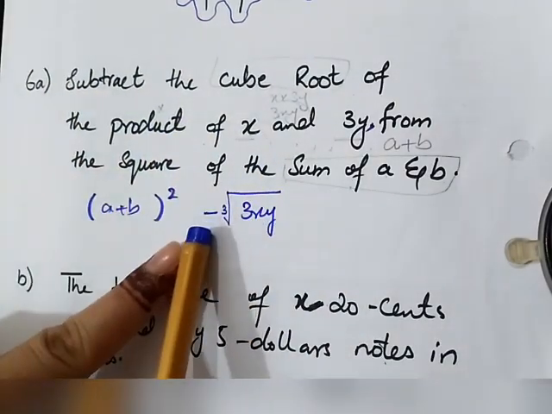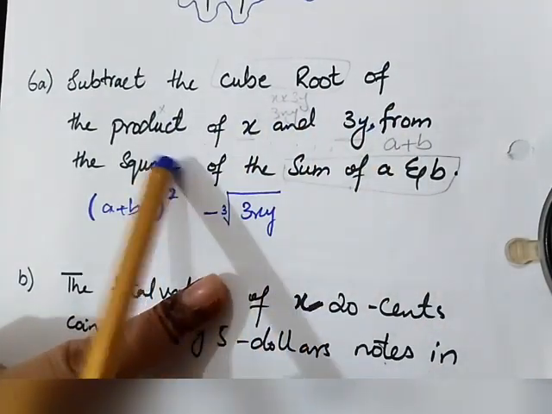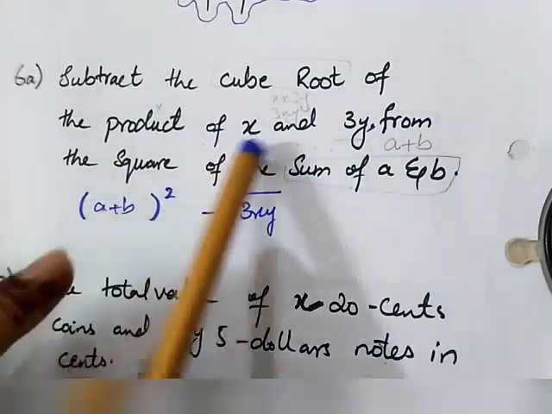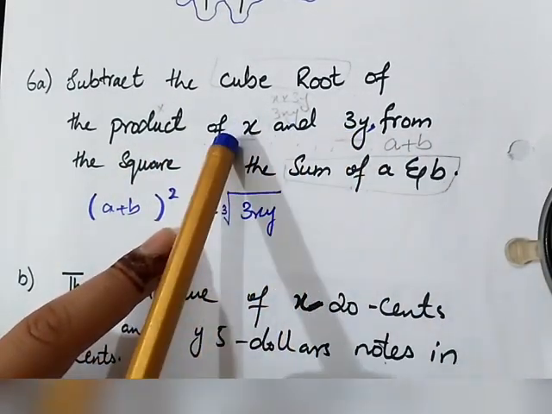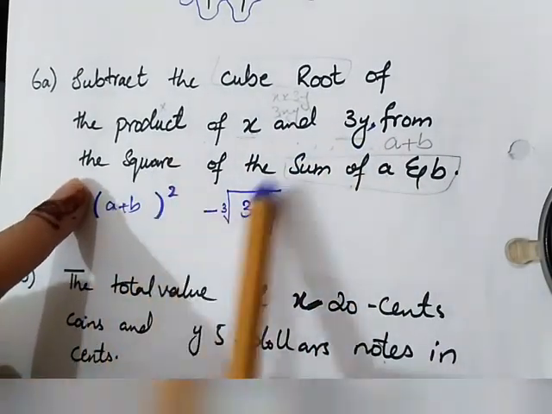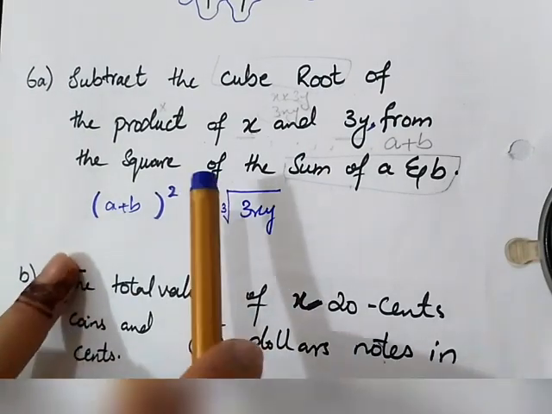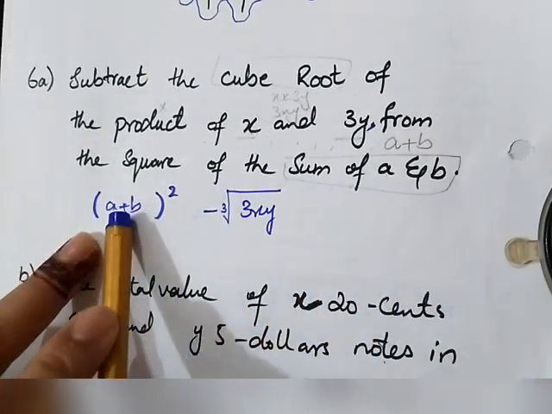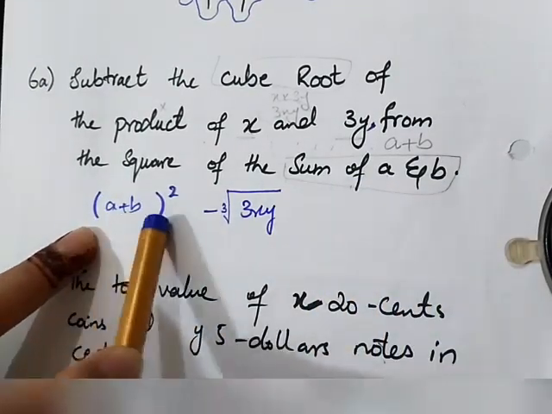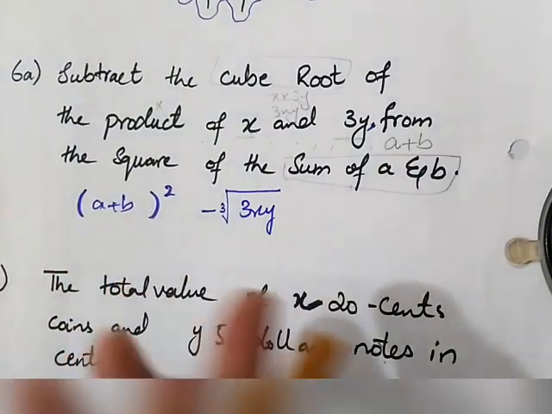Now you are going to subtract a cube root, so I place the sign of cube root. Cube root of what? Product of x and 3y. Product means x is going to be multiplied with 3y, and 3 ones are 3, and put the variables the same, xy. From the square, so I put the bracket and put the square here of the sum. Sum means addition, plus of what? A and b, so I put a and b. So it is done with this statement, and it is the algebraic expression of your statement.